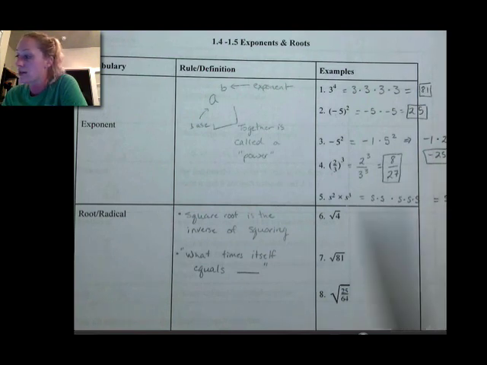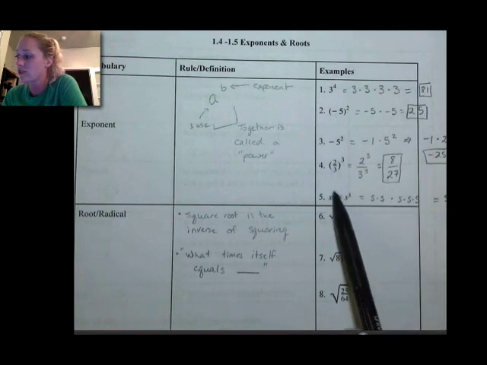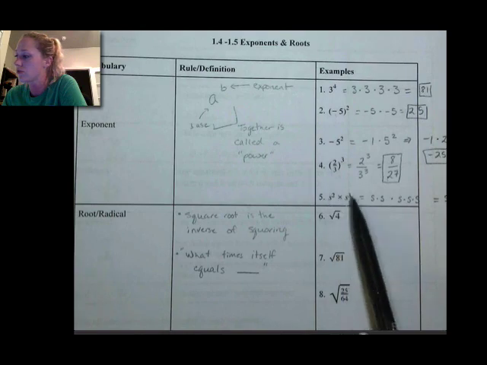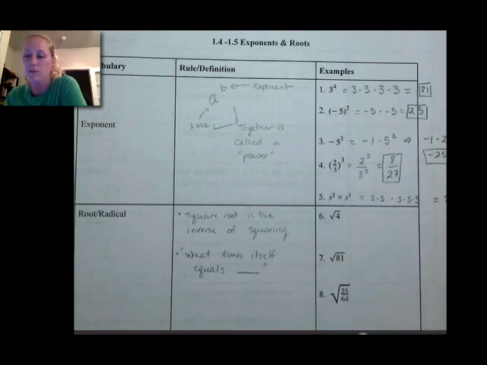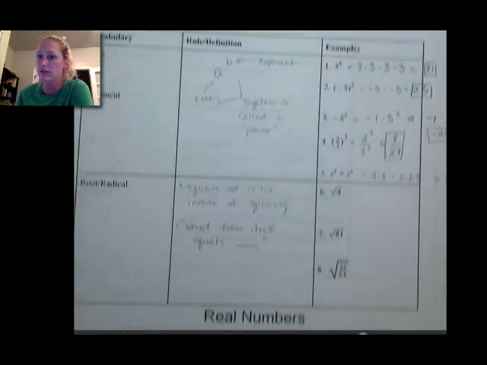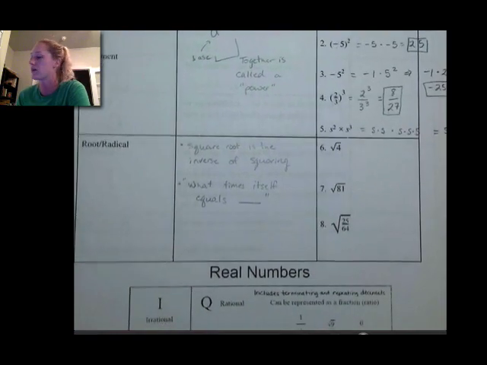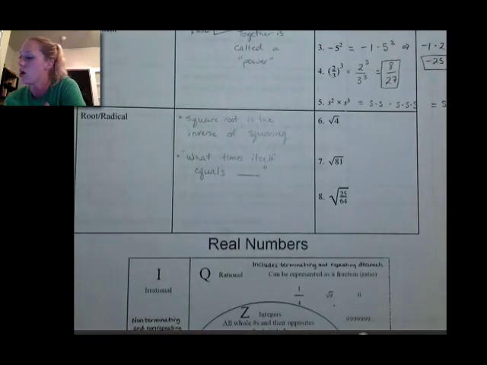A shortcut here is if I have the same base, I can actually just add the exponents. 2 plus 3 is 5. So kind of a sneak peek. You guys aren't going to see that on this particular homework, but we are going to be getting into more of that later on.